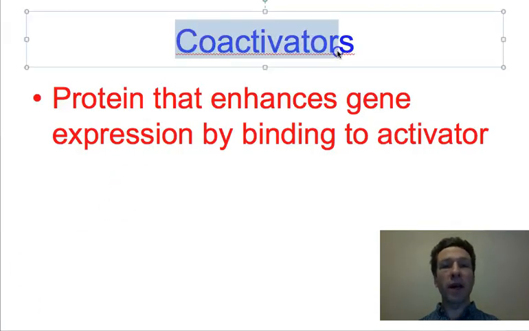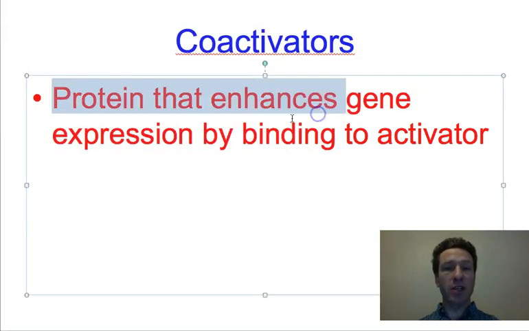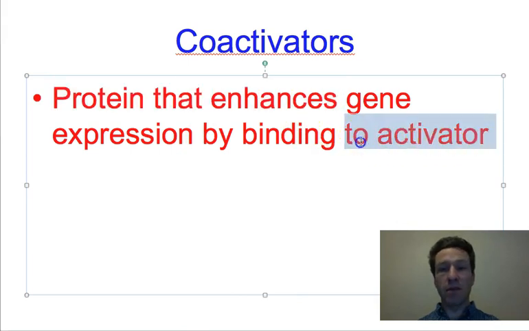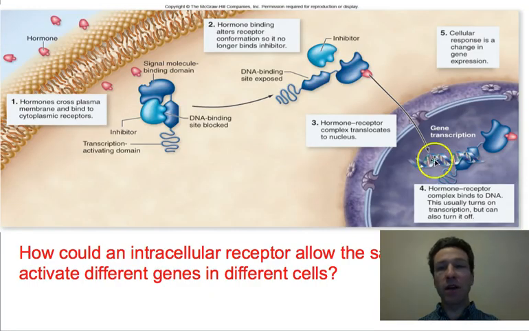We'll just define co-activators here as proteins that enhance gene expression. Gene expression is going to lead to protein production. And they're going to do this by binding to an activator. And in this case, our activator is the hormone receptor complex.